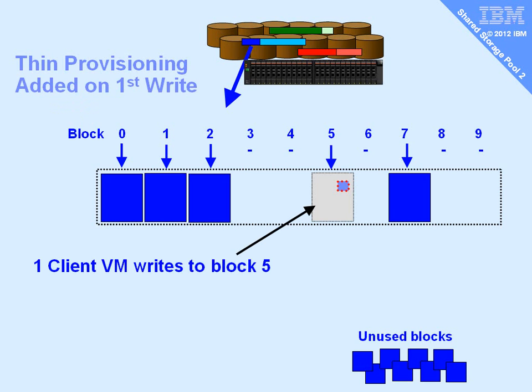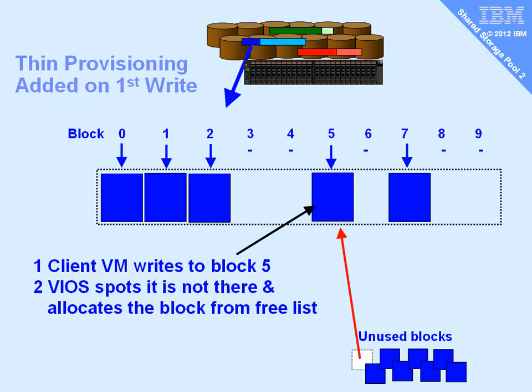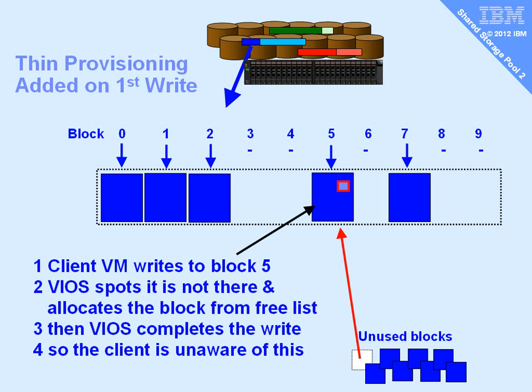Now if the logical partition then does a write, perhaps creating a file system or logical volume down here in block 5, it tries to do the write, but the block isn't actually there, so the shared storage pool has to quickly allocate a block from the free pool list and puts it there. It can then complete the write operation that it's doing on behalf of the virtual machine client, because the data is actually there now, and then it can return back that the write is completed, and the client is completely unaware of the fact that the block had to be actually placed there before the I/O could complete.